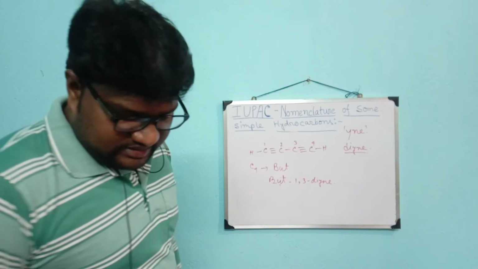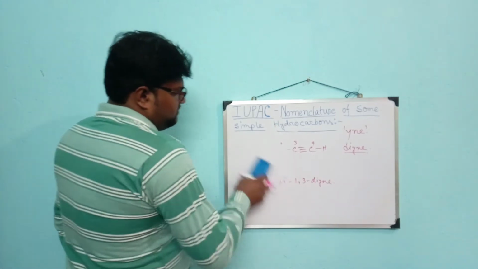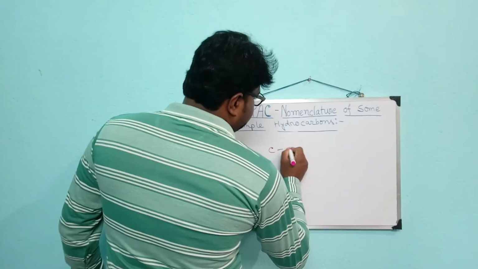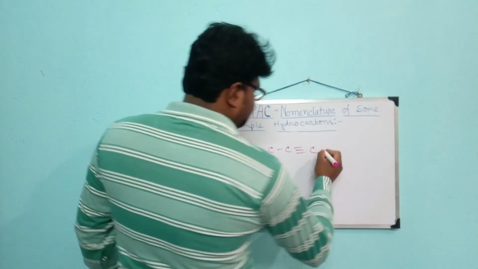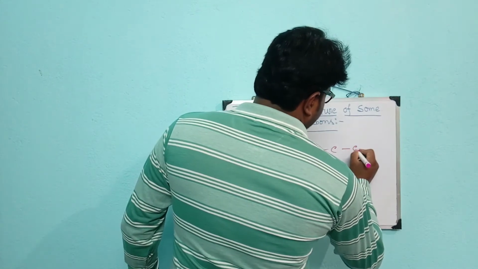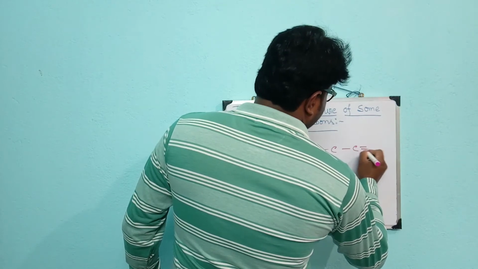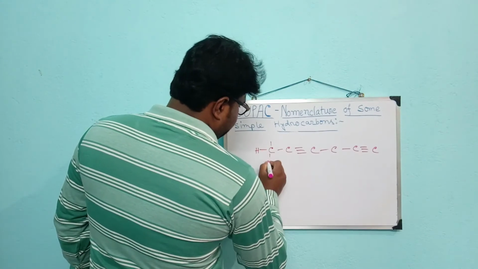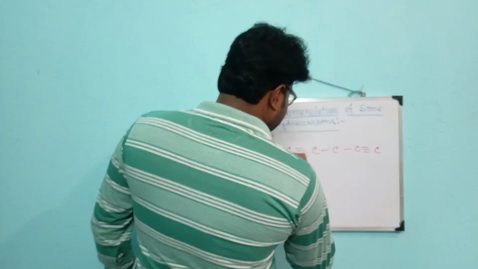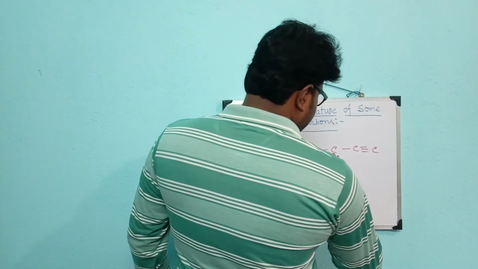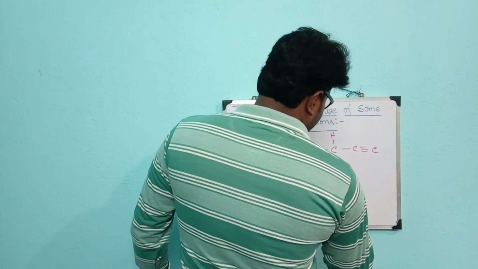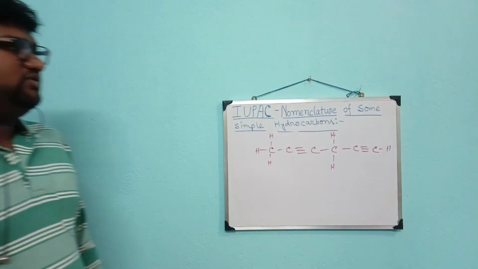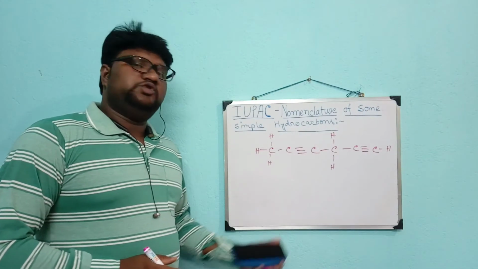Okay. Now your homework should be: C single bond C triple bond C single bond C single bond C triple bond C. This C contains 3 hydrogens. This C contains 2 hydrogens. This C contains 1 hydrogen. This is the molecule which is homework for you.